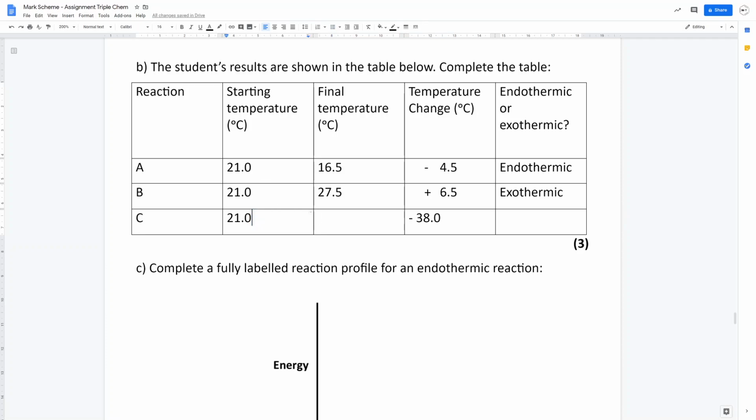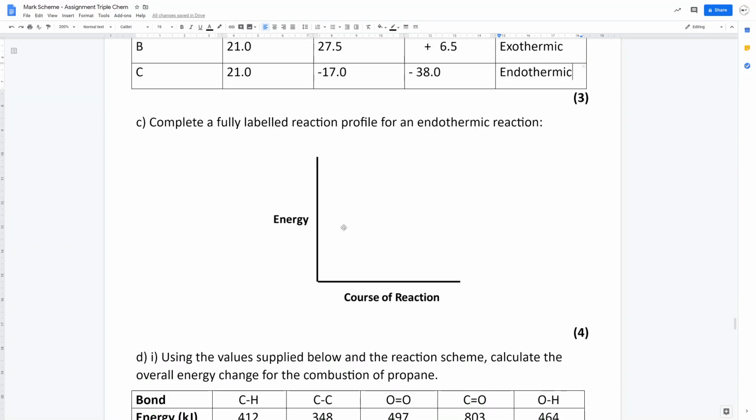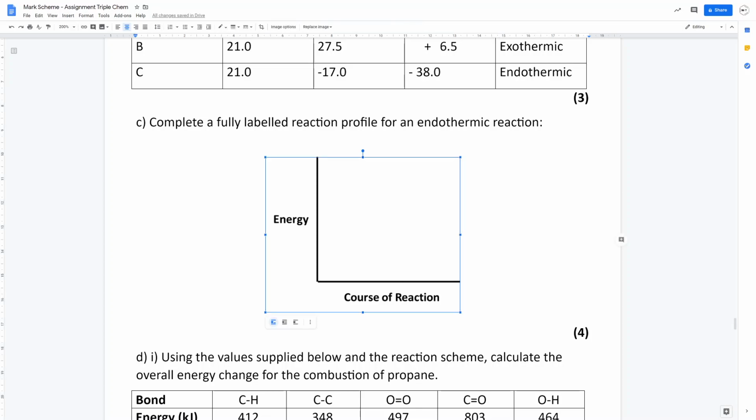Right, here we go. The starting temperature was 21. The final temperature was something. Oh yeah, no, that is totally right. Yeah, it was minus 17. Sorry about that. So the temperature change was minus 38. If it went down by 38, then it must have been minus 17 at the end. So that's endothermic. I would normally stop and re-record right now, but I'm just trying to do this in one take. Right. Complete the fully labelled reaction profile.